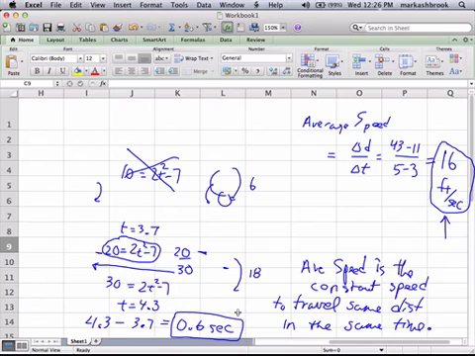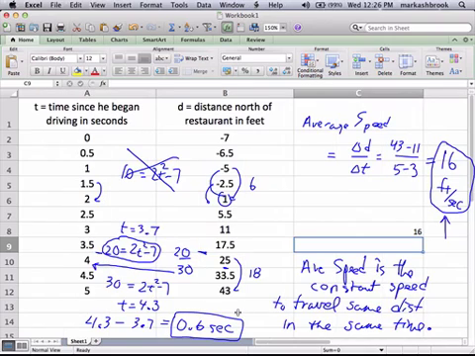What happened to my beautiful spreadsheet? There it is. Questions on this problem? You cleared up? Are you good? Any questions? We're gonna go on.